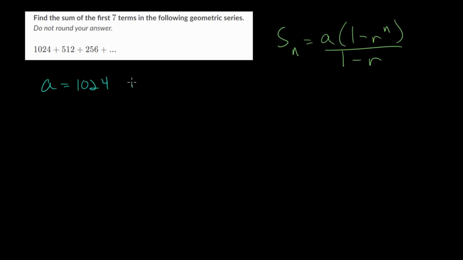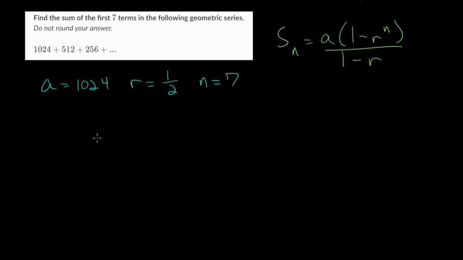So for this problem, we need to find the sum of the first 7 terms in the following geometric series. So let's start by writing down our formula. We know that to find the sum of the first n terms, it's equal to our starting term a multiplied by 1 minus our common ratio raised to the nth power, all divided by 1 minus our common ratio. And we just need to identify what a is. We can see our first term is 1,024. Our common ratio, we can see we're multiplying by a half to go from one term to the next. So r is 1/2, and they tell us that we're going to add up the first 7 terms. So n is equal to 7.